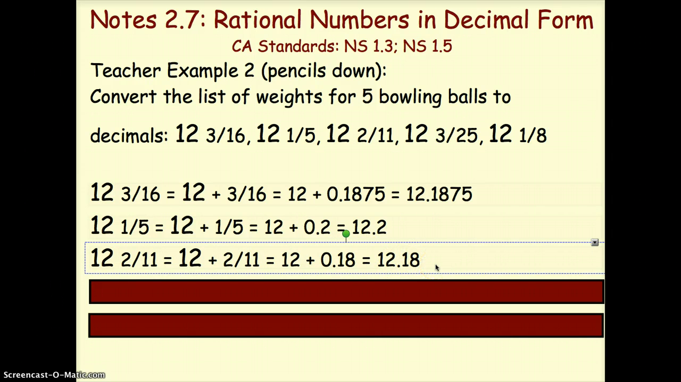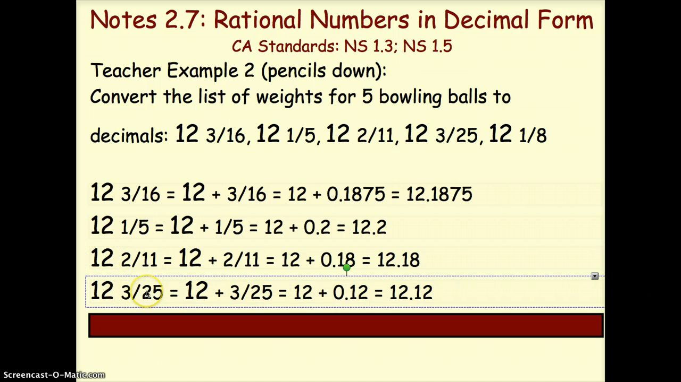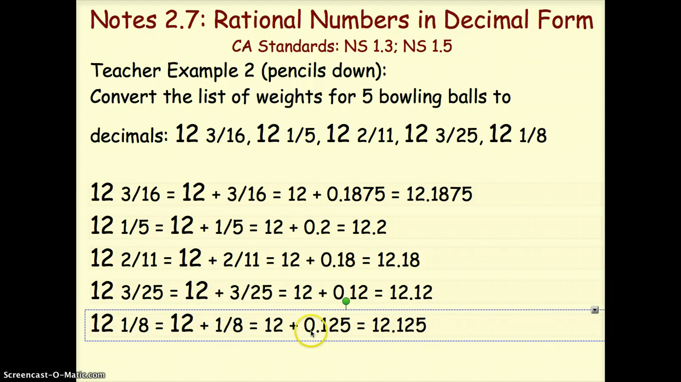The only problem with this method is oftentimes you forget to bring the 12 along. So as long as you can remember the 12, you'll do just fine. What I like to do is write the 12 in my answer column right away, so I'm ready for it. 3 over 25 is going to turn into 12 hundredths, 12 and 12 hundredths. And 1/8 turns into 0 and 125 thousandths, which becomes 12 and 125 thousandths.